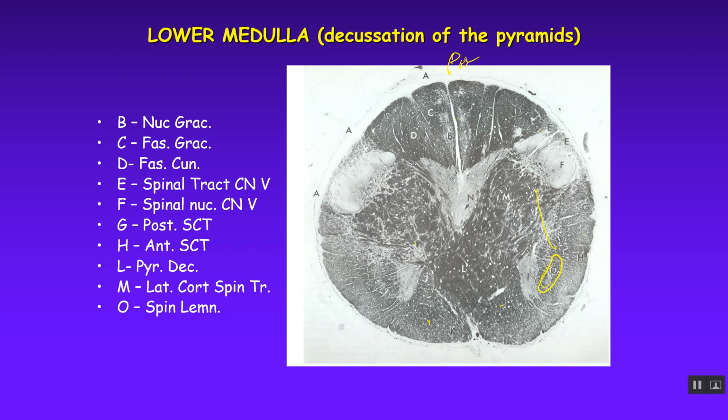Eventually, we're going to see it migrate back to the back of the brainstem and get right near the medial lemniscus. Okay. We don't have a medial lemniscus yet. We haven't crossed over yet. The lemniscal decussation is the next cross section we're going to look at. So this is the decussation of the pyramids, lower medulla.